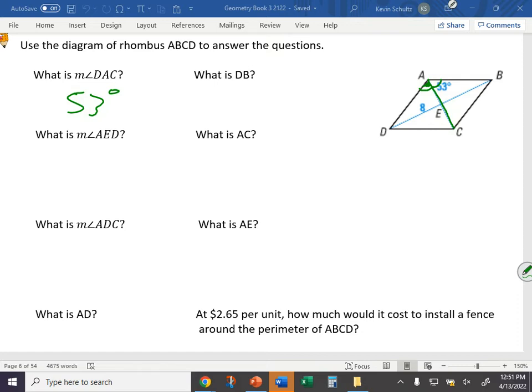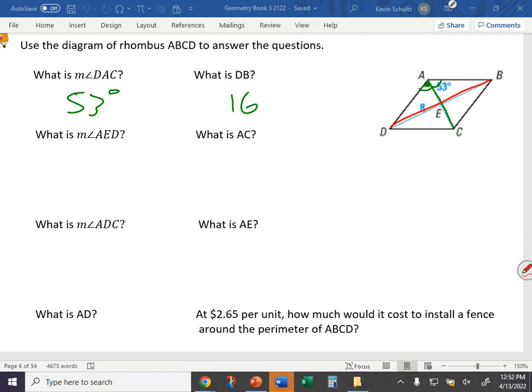What is DB? What did you come up with for that? DB, Caleb? 16. Why is DB 16? DB, of course, would be this segment going all the way across. Because DE is 8 and DE is half of DB. Right. Which property above has to do with this situation?